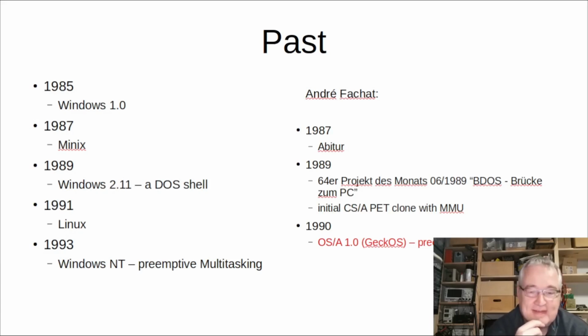In 1989, I started my initial Commodore PET clone with a memory management unit, and in 1990 I had version 1 of my preemptive multitasking operating system ready.